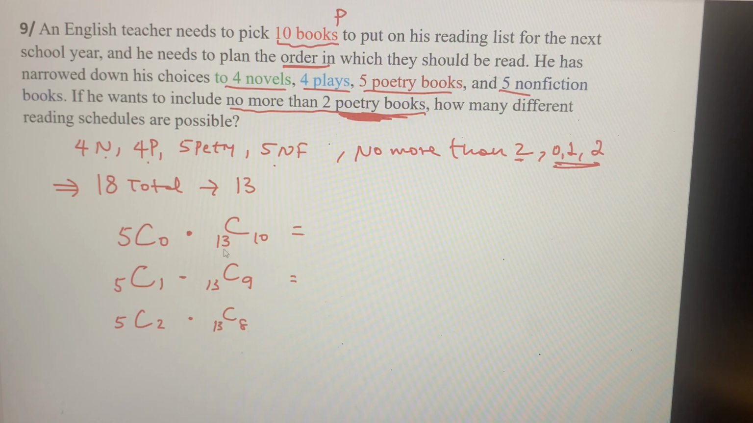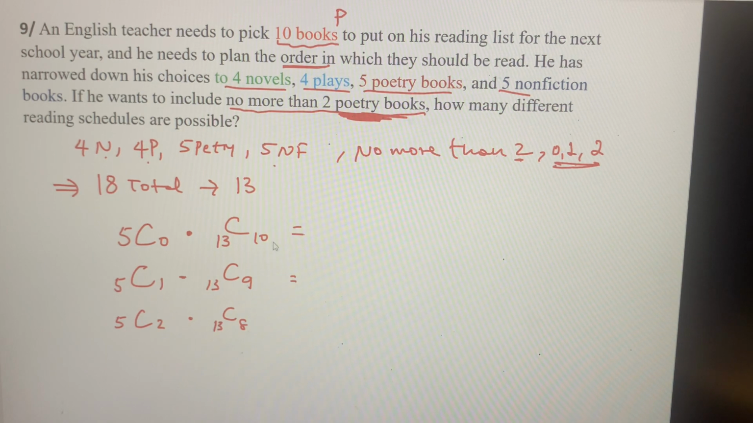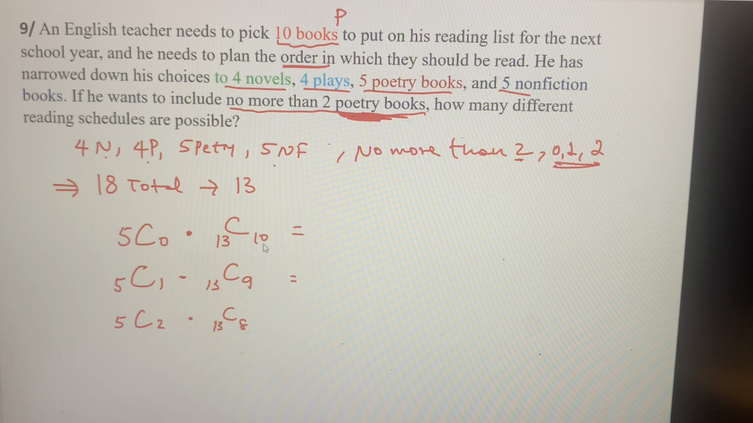So if you see, in each case, the total number of books is 10, based on the number of poetry books. The numbers of the other books are different: 10, 9, and 8. When I have 0 poetry, I have 10 of the other books. When I have 1 poetry, I have 9, and when I have 2, I have 8. Okay, this is one thing.